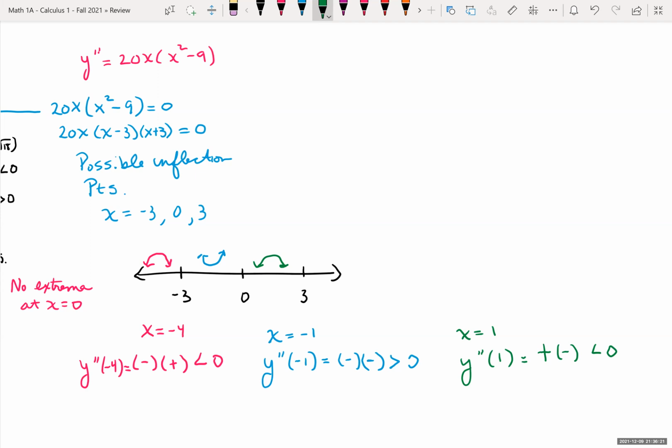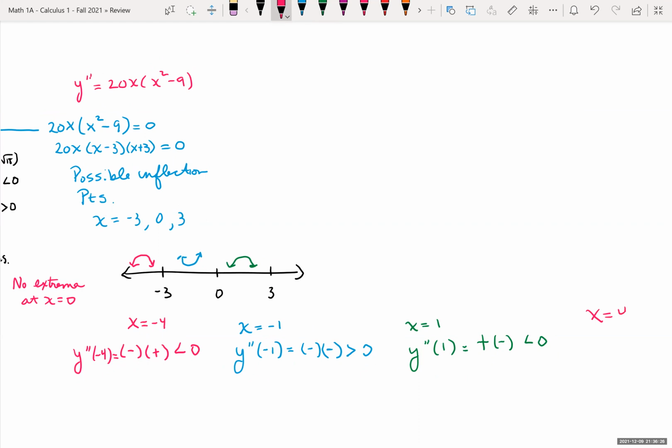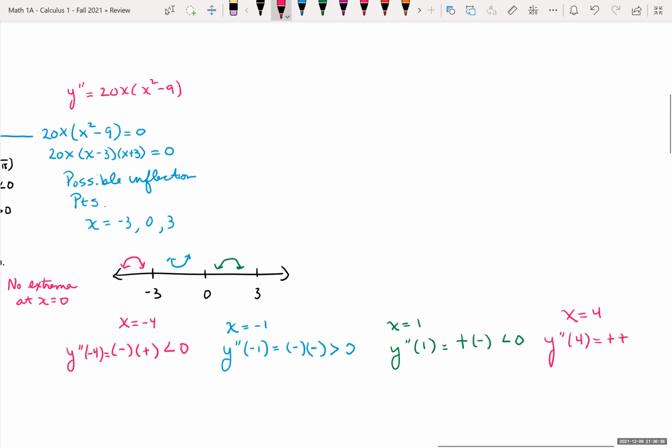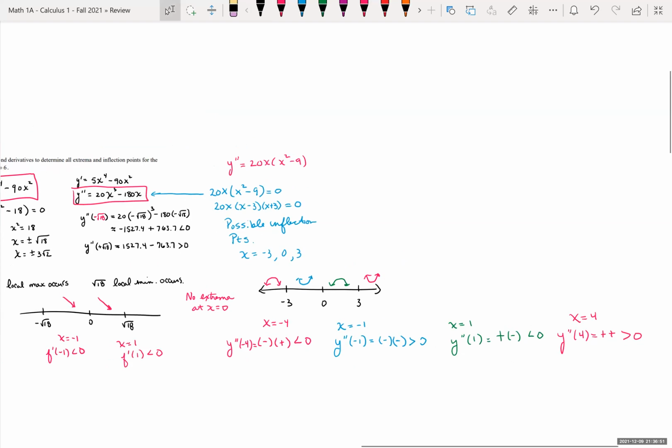So one more, let's look at x equals 4. So the second derivative evaluated at 4, well, 4 times 20 is positive. And then we have 4 squared, which is 16. 16 minus 9 is also positive. So a positive times a positive is greater than 0. And so this is concave up. So those are all -3, 3, and 0. These are where the inflection points occur.